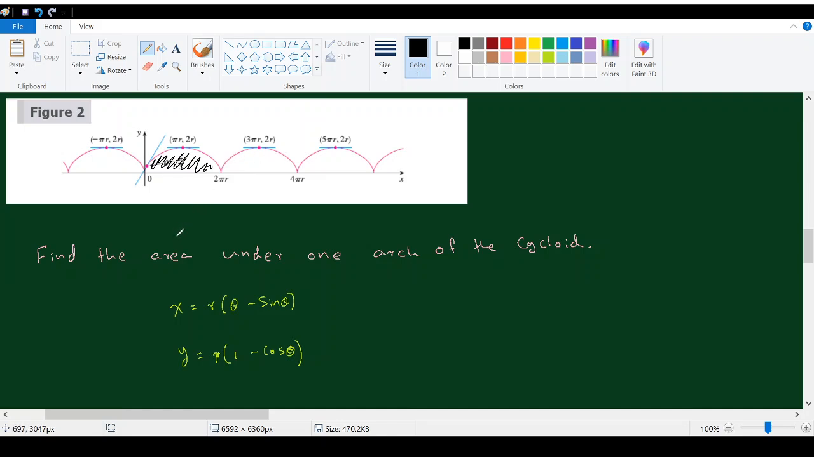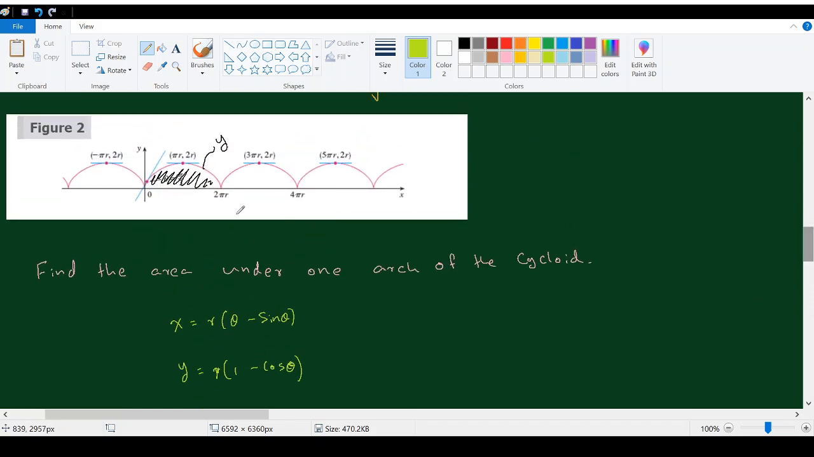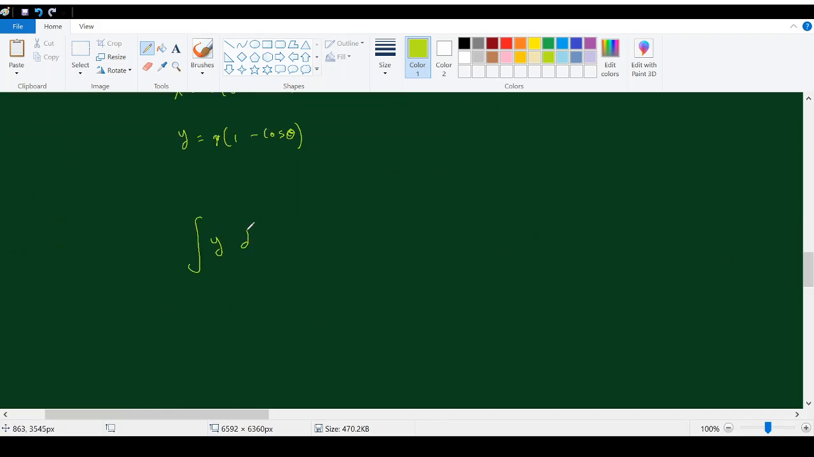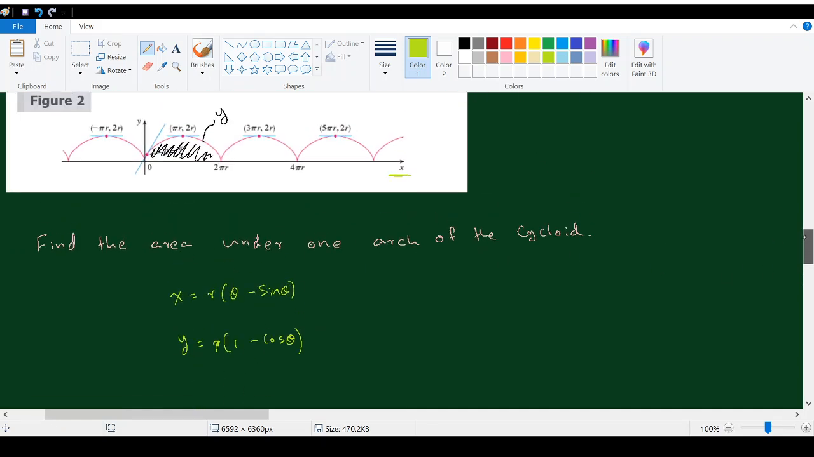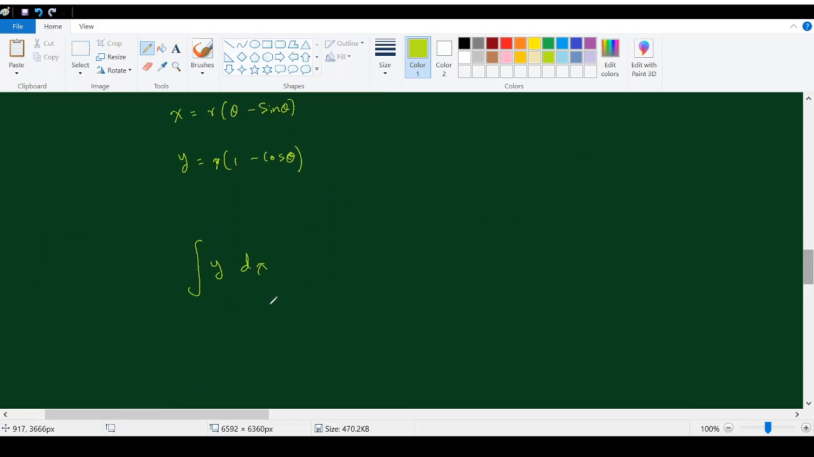So basically what we have to do is, if we represent this as y, that means we have to find the area under the curve y, and since the horizontal axis is x, we are integrating with respect to x, and the two points are 0 and 2 pi r.